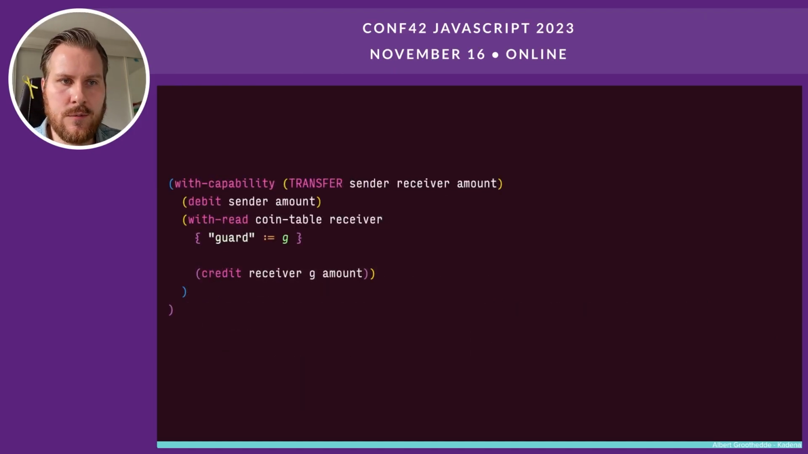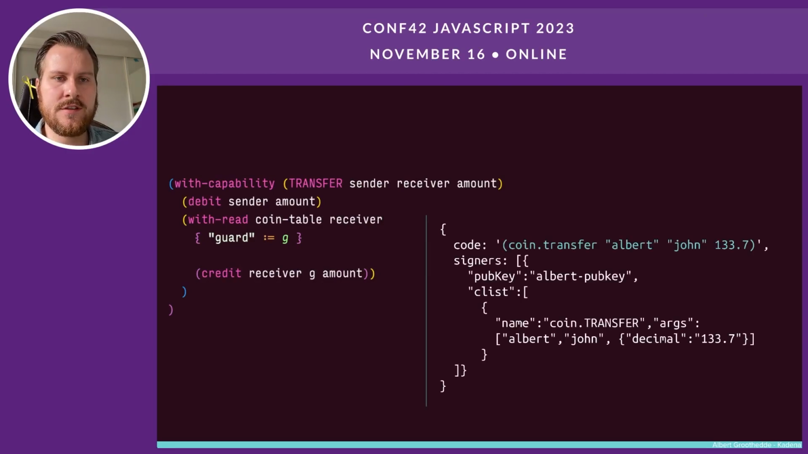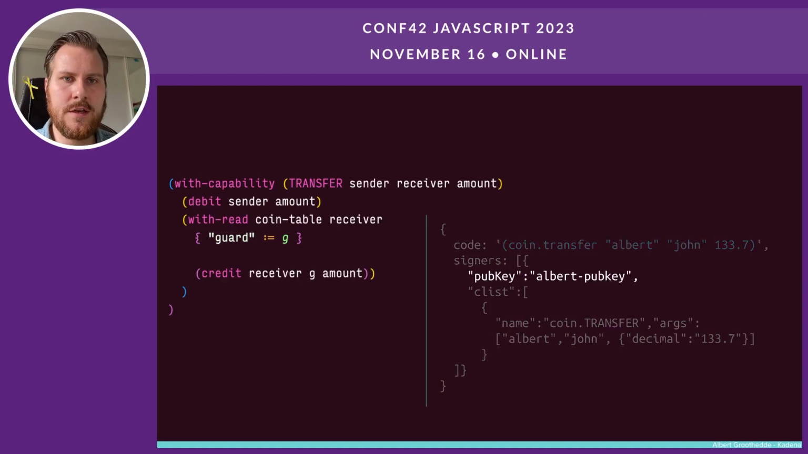Now let's take a look at what the transaction looked like in the blockchain. So the transaction is actually a JSON with two parts in this case. One part is the code that's being executed, and the second part is the signers that need to sign for this code. We see that there is a matching public key. The public key is part of whoever owns and wants to sign for this capability.